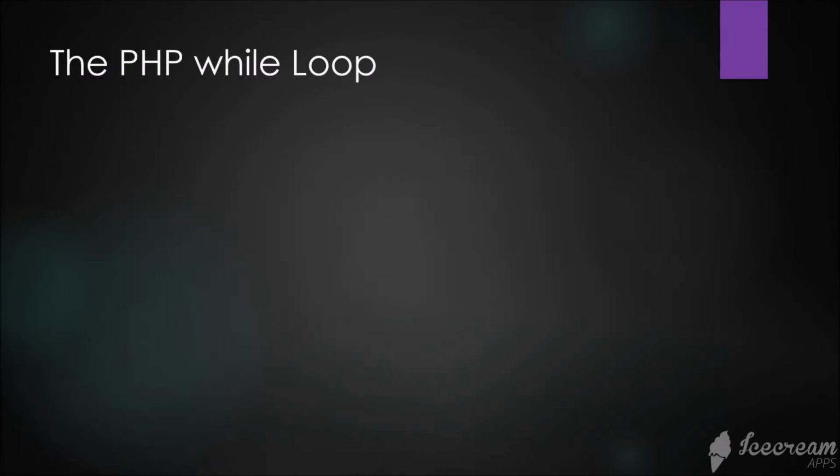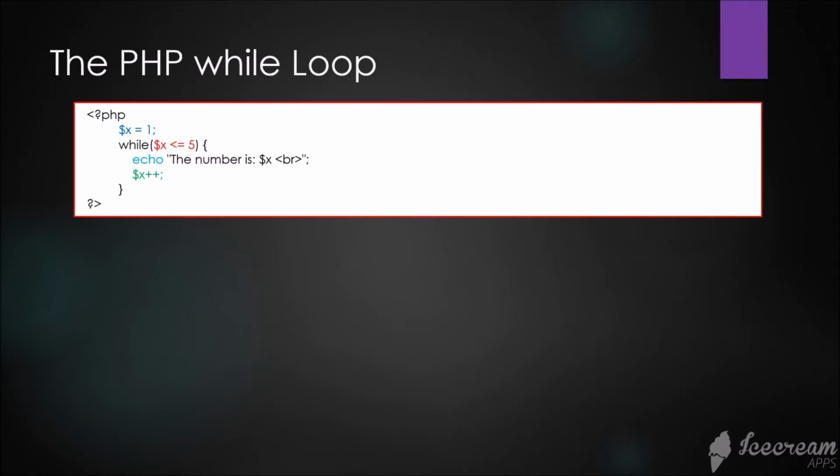Okay, so let's have our example. So we have here our sample code. Basically, first we declare a variable x having a value of 1. Then we have our condition, wherein we check if x is less than or equal to 5. If it is true, then we execute this echo statement. After that, we increment x by 1.